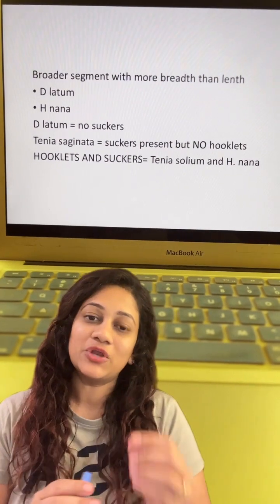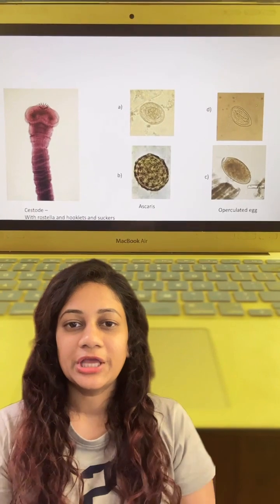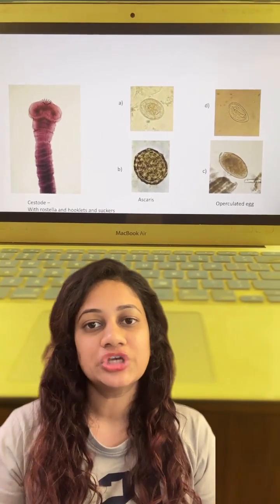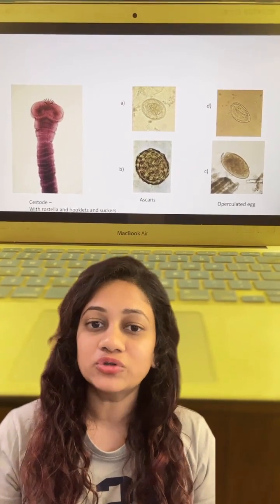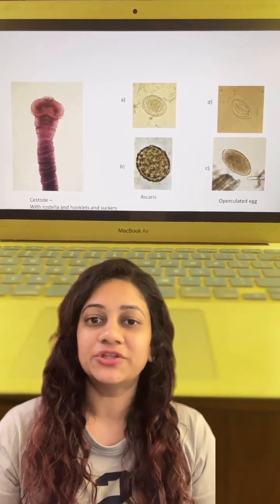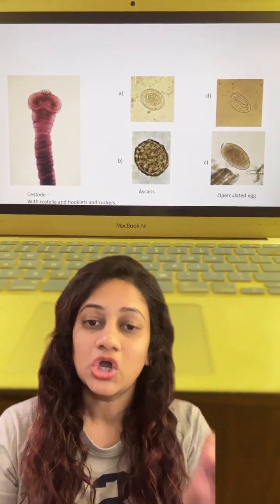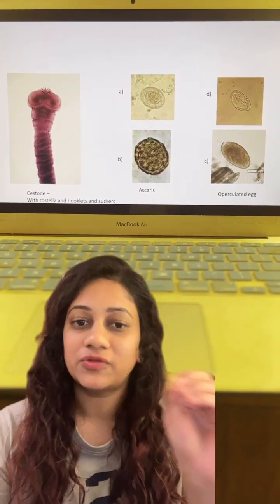Now let me tell you the actual answer with the help of the image. Now let's try to find out the correct option. If you see the left hand side image, the black lines which you see at the center of the mouth are nothing but the hooklets, and the two disc-like structures left and right, those are nothing but suckers. Hooklets and suckers with breadth more than length, you know this is a cestode.